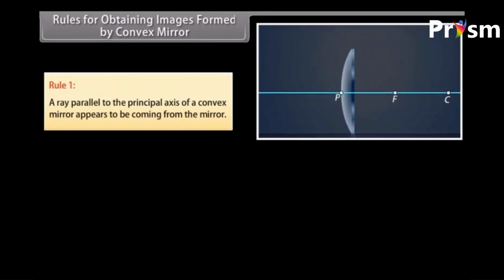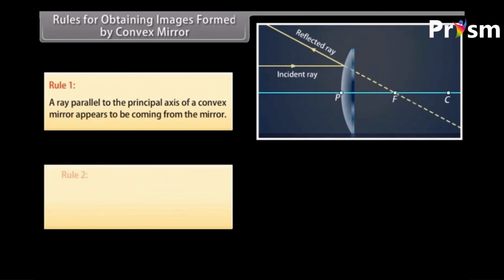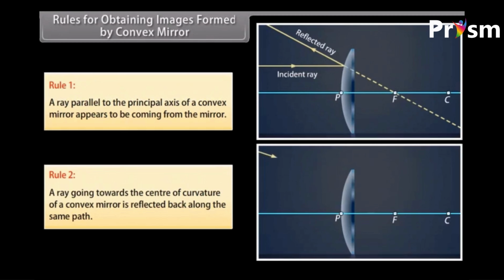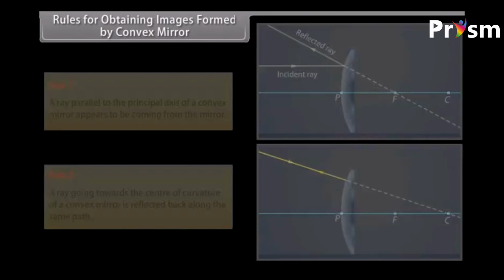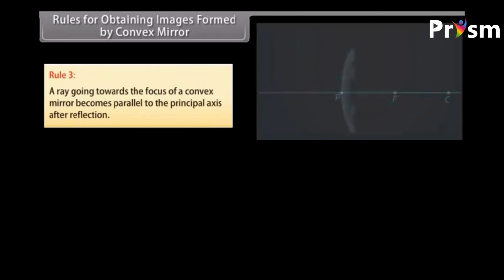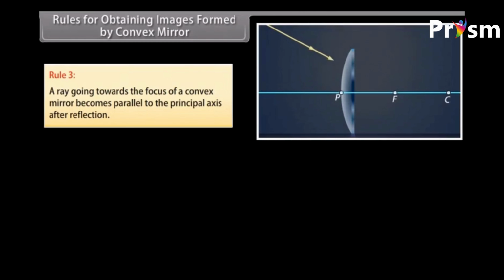Rules for obtaining images formed by convex mirror. Rule 1. A ray parallel to the principal axis of a convex mirror appears to be coming from the focus after reflection from the mirror. Rule 2. A ray going towards the center of curvature of a convex mirror is reflected back along the same path. Rule 3. A ray going towards the focus of a convex mirror becomes parallel to the principal axis after reflection.